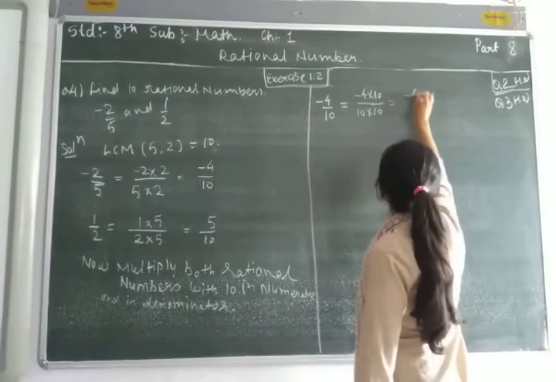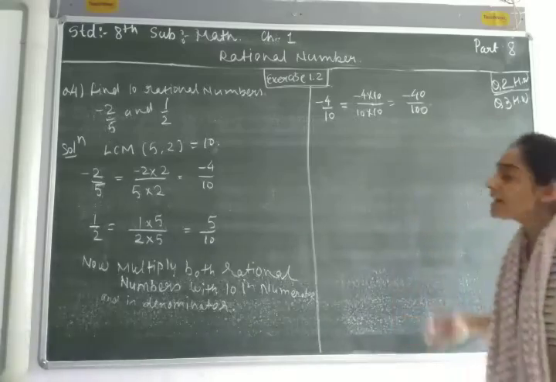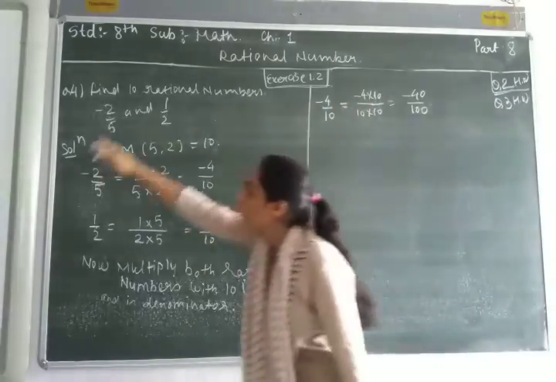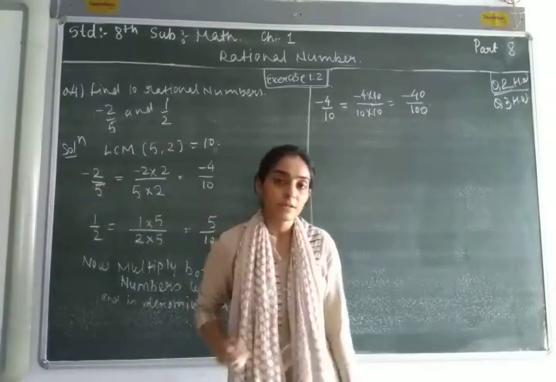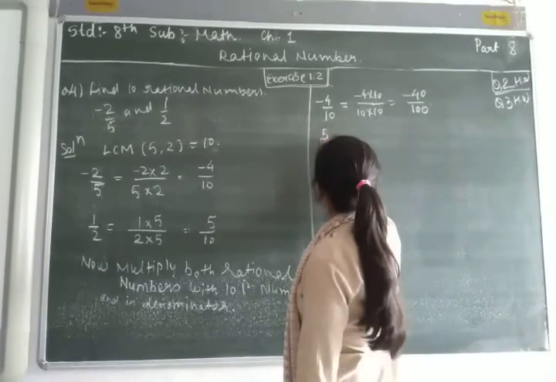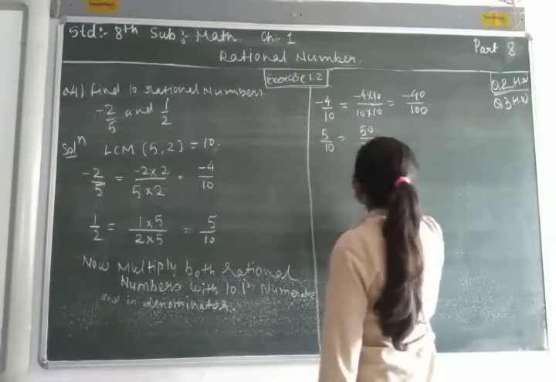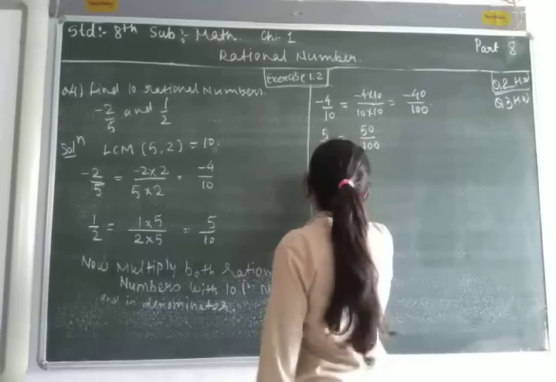So I am getting minus 40 upon 100. When I simplify this, I get this one, and simplifying again, I get my original one. That does not make any difference. Now the second one is 5 by 10, so I am getting 50 upon 100. Now you can easily write 10.